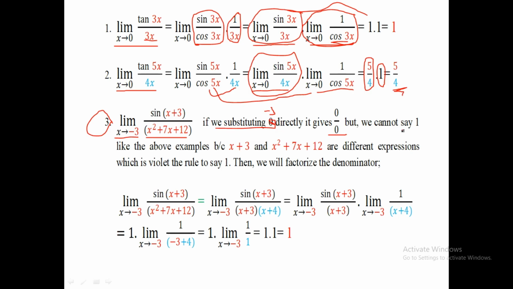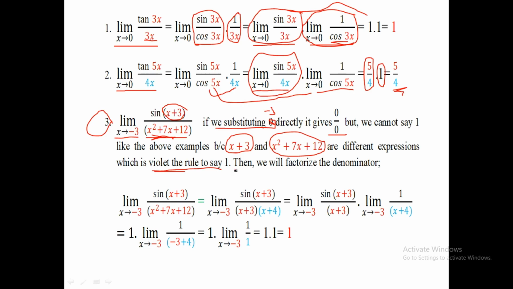But we cannot say 1 like the above examples, because the expression x plus 3 within the sine and the expression at the denominator, x squared plus 7x plus 12, are different expressions, which violates the rule to say 1. If it was the same, we could say 1.